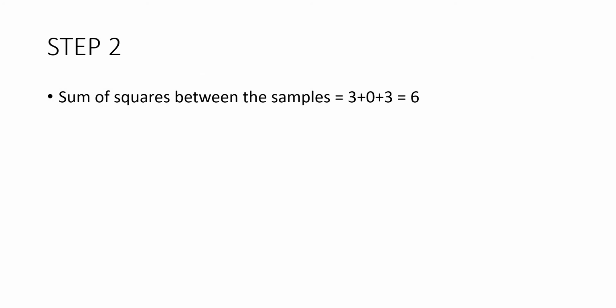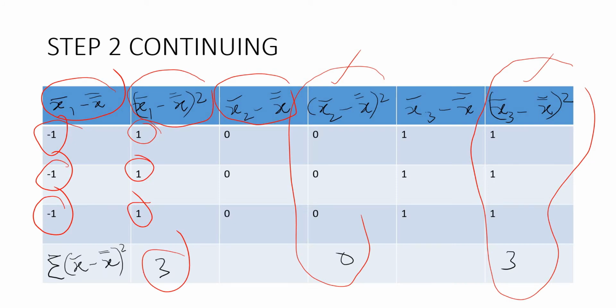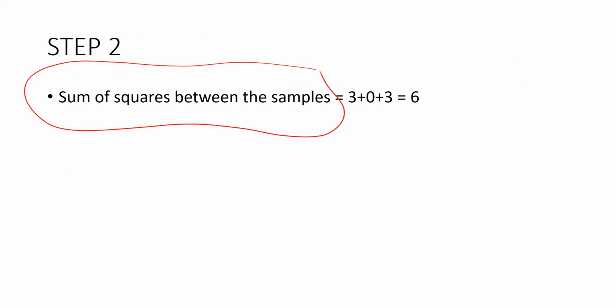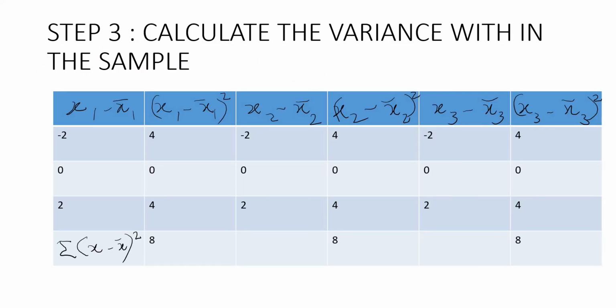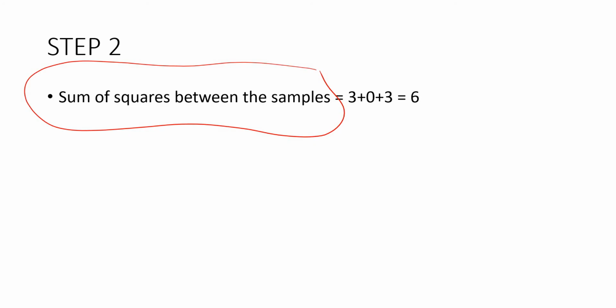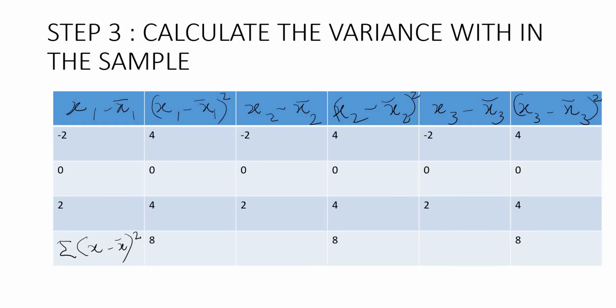Then sum of squares between the samples. This we call the sum of squares between the samples. We need to add 3 plus 0 plus 3. That is 6. That is the sum of squares between the samples. So in step 2, we got the sum of squares between the samples. That's really important. Now step 3, calculate the variance within the sample.